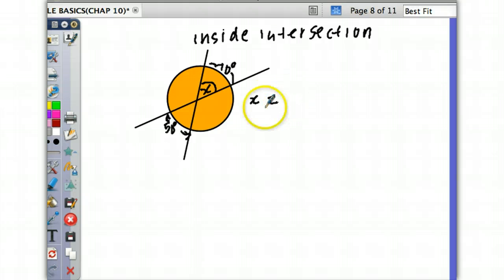All right, so the angle they make will be simply the average of these two, 70 plus 50.